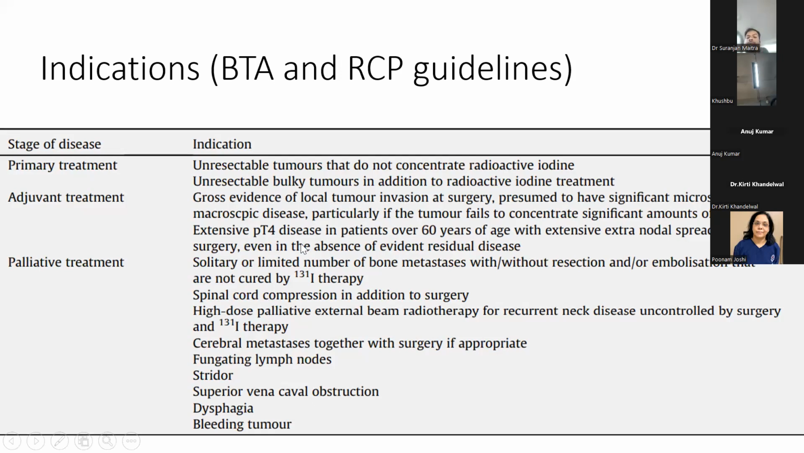Coming to palliative treatment, we have various indications, including bone metastasis, cerebral metastasis, sometimes lymph nodes that are fungating, stridor, dysphagia, etc. Mostly palliative treatment is used for treatment of bone and brain metastasis.